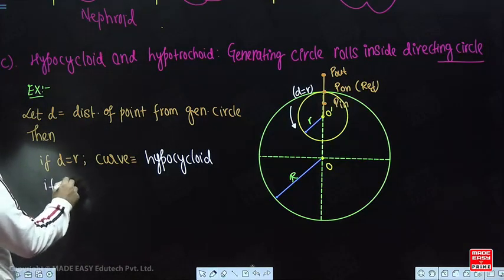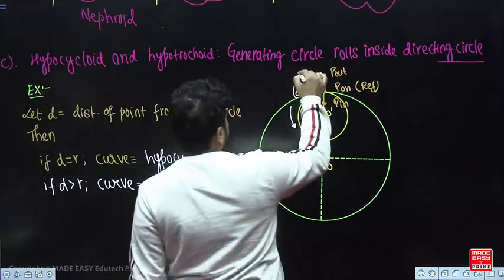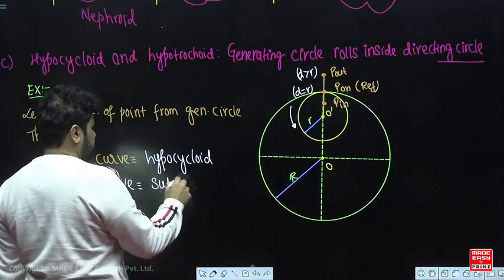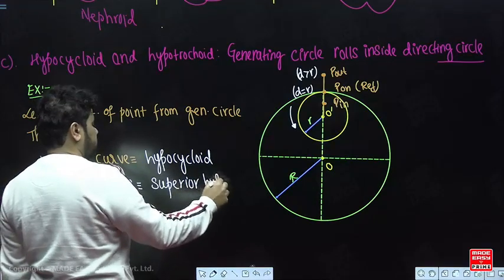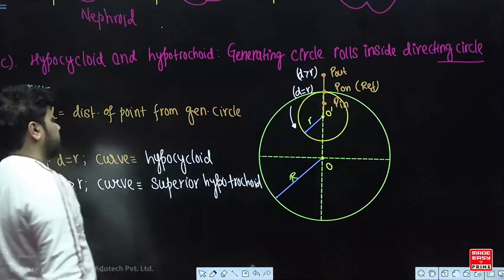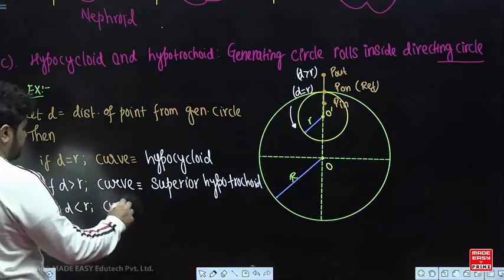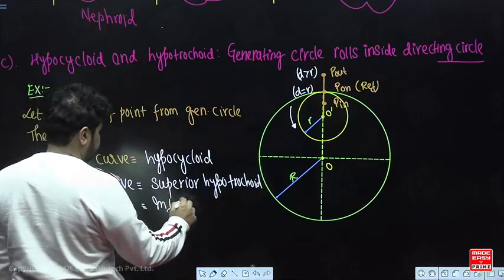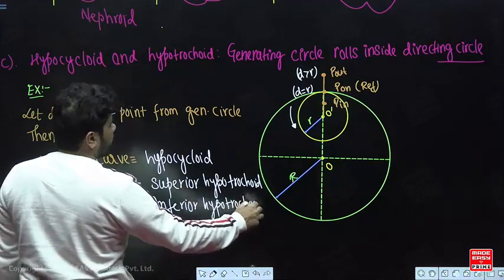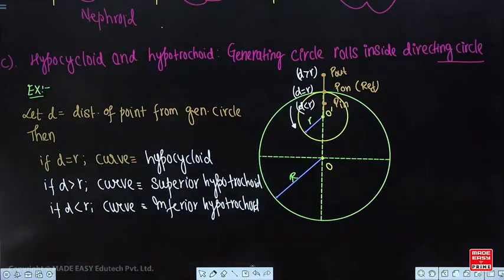Similarly, if D is greater than R, in that case what curve will be formed? So D greater than R. Where is D greater than R? So this is your D greater than R. The curve formed, we will use the word superior, because the point is outside: superior hypotrochoid. Hypo will remain, cycloid will convert into trochoid: hypotrochoid. Correct? If D is less than R, in that case what is the curve that will be traced? It is your inferior hypotrochoid. Correct? So this is your D less than R. Okay, now we will see one by one.